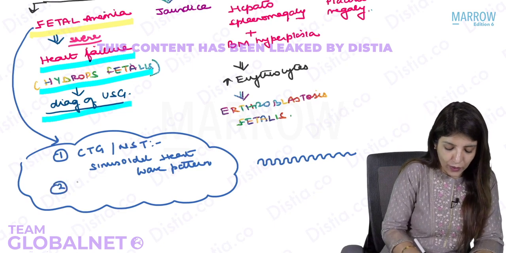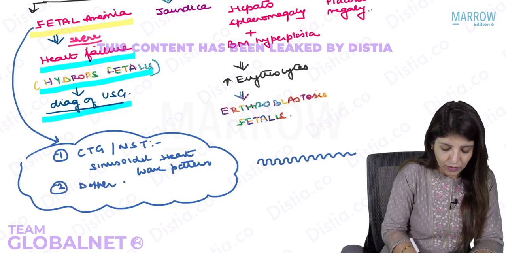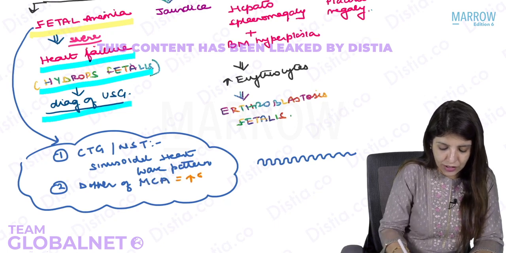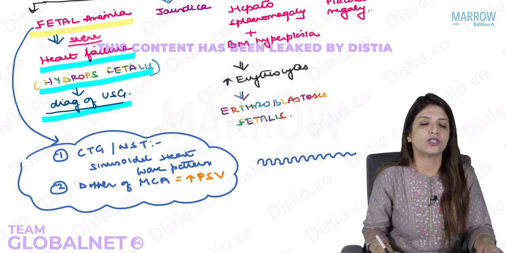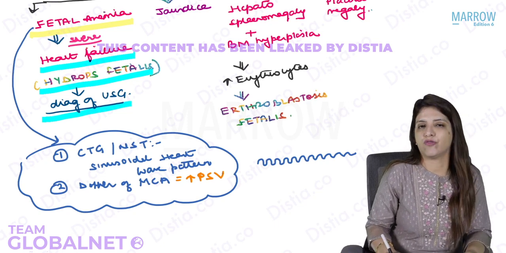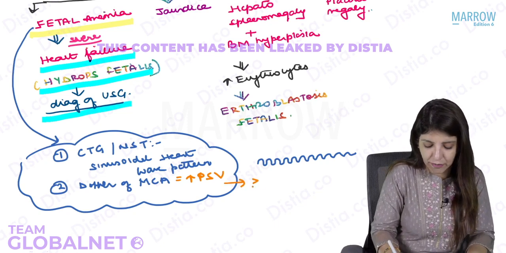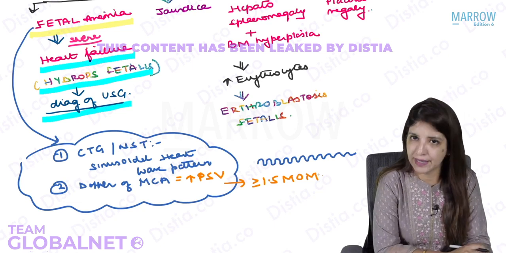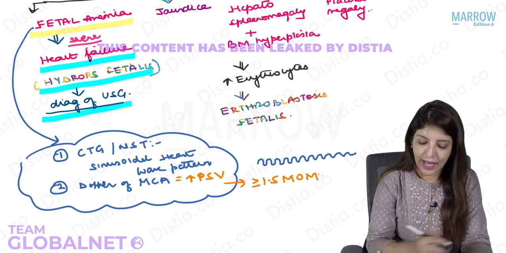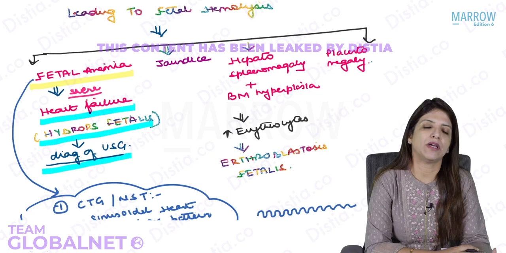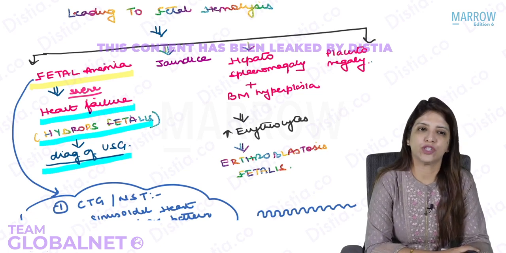Number two, when you do Doppler of the middle cerebral artery, you will get increased peak systolic velocity. The peak systolic velocity in the middle cerebral artery increases whenever there is fetal anemia. And how much does it increase? It becomes more than or equal to 1.5 MOM. Clear? So what has happened? Because of hemolysis, fetal anemia has happened. And if there is severe fetal anemia, it is going to lead to heart failure.